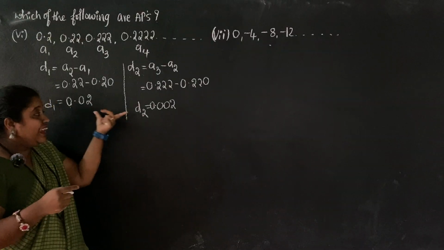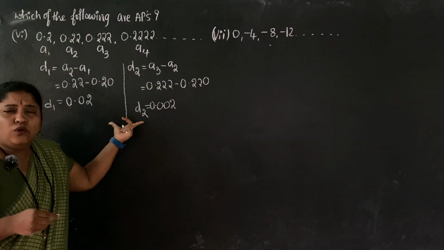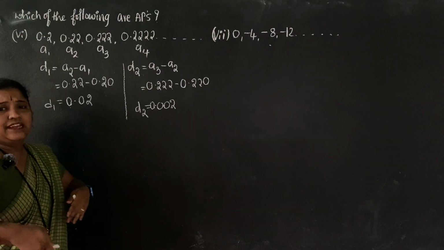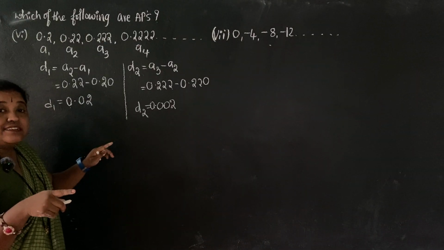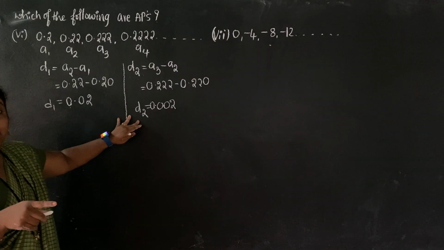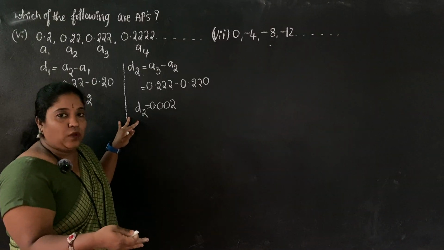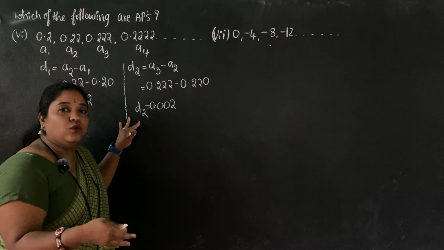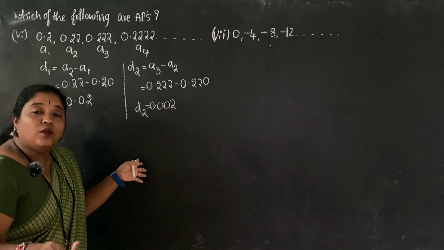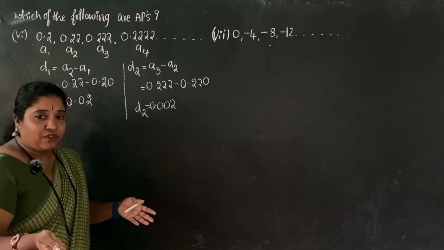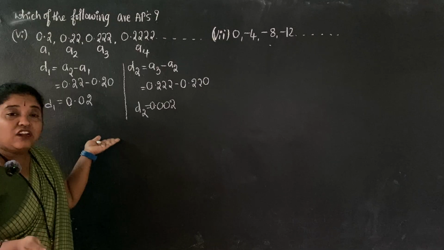You just see and tell me, dear, D1 is 0.02, D2 is 0.002. Are they equal to each other? Don't waste your time on calculating the next value. Calculating more is necessary when both are equal, because then you cannot trust it and you have to continue. But now they are not at all equal. When they are not equal, why do you want to calculate the next values? Isn't it, dear? You can conclude here itself.